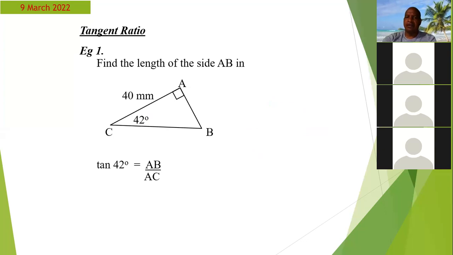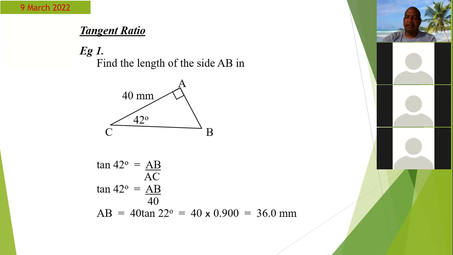All right, so we have tan 42 equal to AB over AC. We have tan 42 equal to AB over 40. And we have 40 tan... Well, there's an error in this line down the bottom. This should be 42. All right, so our answer will be 36 millimeters. I need to fix that after the class.